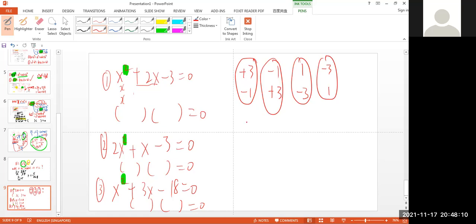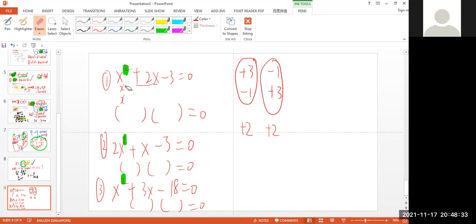For this one, you will end up with plus 2. I mean, you add them together. Plus 3 minus 1 is plus 2. For this one, you also get plus 2. For this one, you get minus 2. For this one, you get minus 2. Then, if you look at these 4 combinations, you can quickly eliminate these 2 already. Because minus 2 is not what I want. So you just choose between these 2.